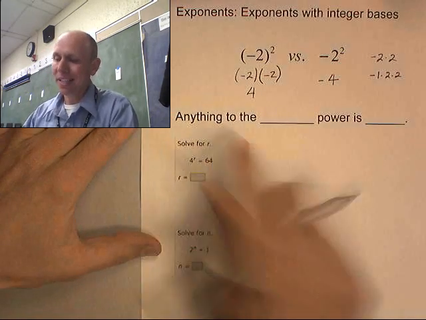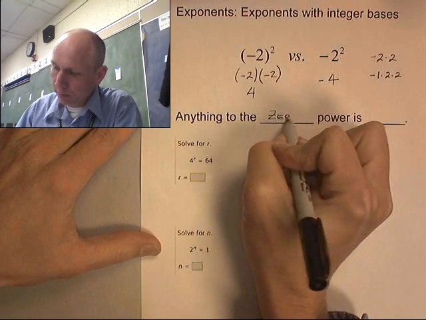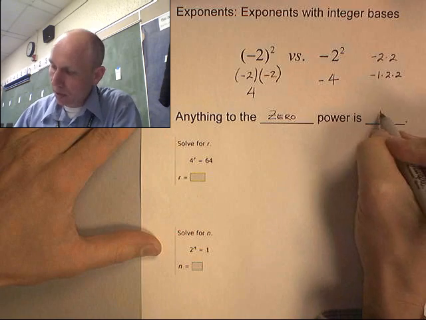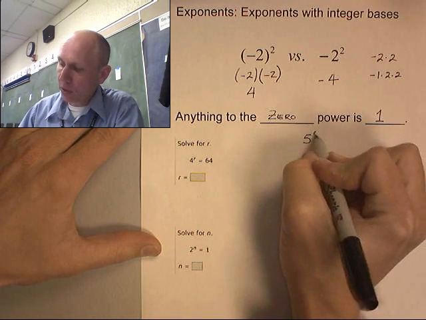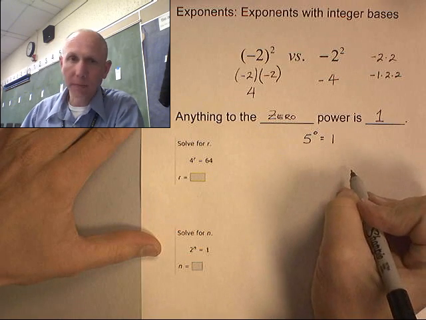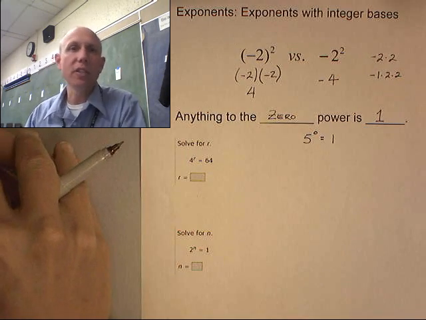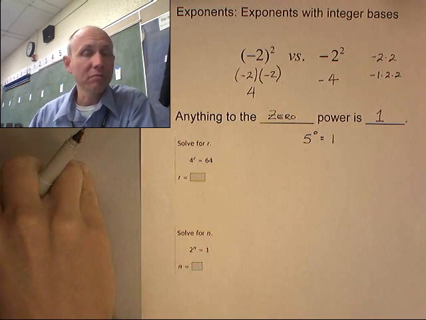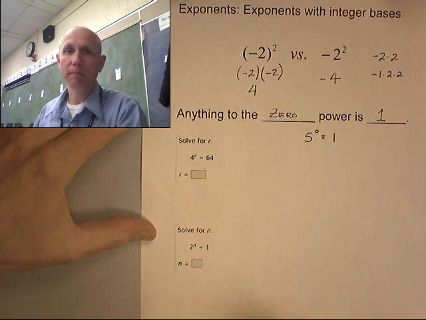And the other idea here is anything to the 0 power is 1. So 5 to the 0 equals 1. The only exception to that is that 0 to the 0 power is undefined, but that rarely comes up.